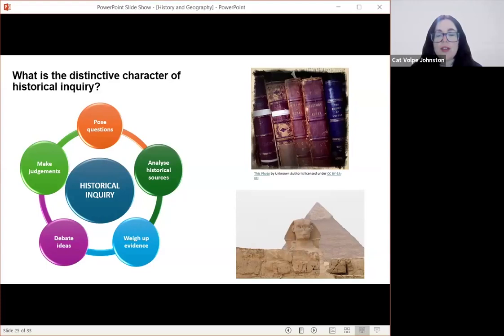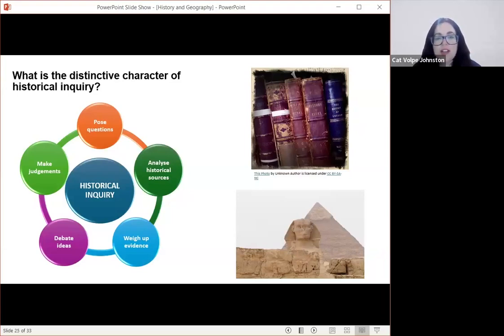So weighing up evidence. We'll provide students with different forms of evidence that may provide different points of view, different perspectives on an issue in the past, and asking students to consider, interpret the data, and come to a conclusion. Debate ideas. You might be looking at some event, maybe the impacts of the event, what the deeper impacts are of certain events, and that can be debated, and making judgments. These are the really key focus areas in historical inquiry.